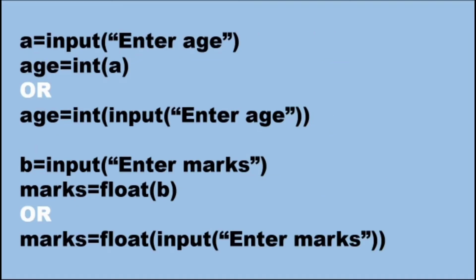Here I have to store the age of a person in the variable age. First of all, I have taken the age of the person in the variable a, and then the variable a is provided as argument to the int function, which has converted the string value in a into numeric form and is stored in age. Now these two statements can be combined in one single statement also. In the same way, if you want to accept a floating value, the result provided by the input function will be provided to the float function and then stored in a variable. So marks will be storing the floating value.